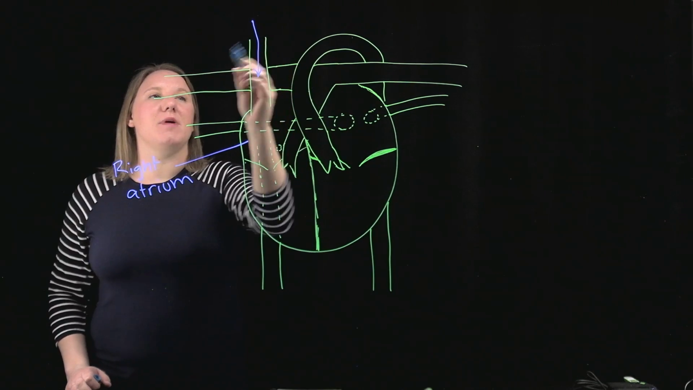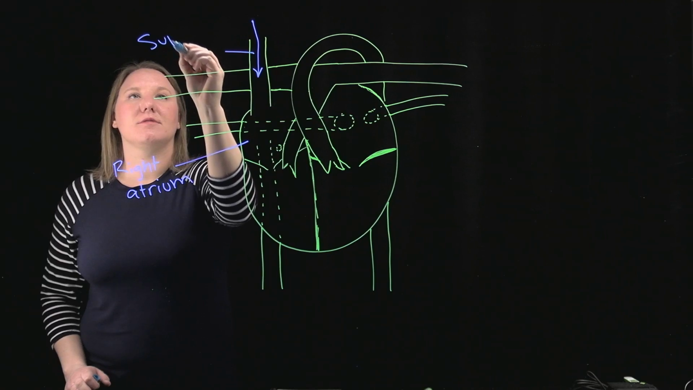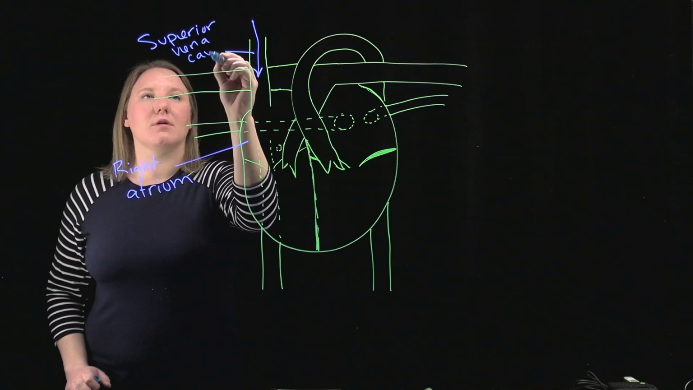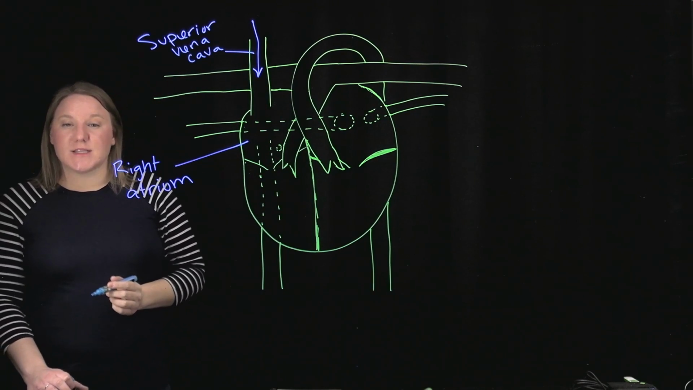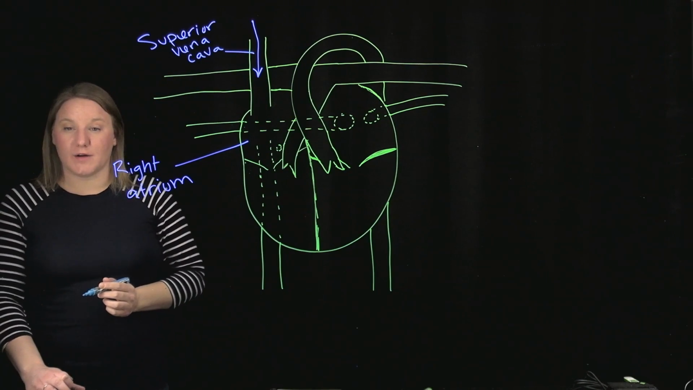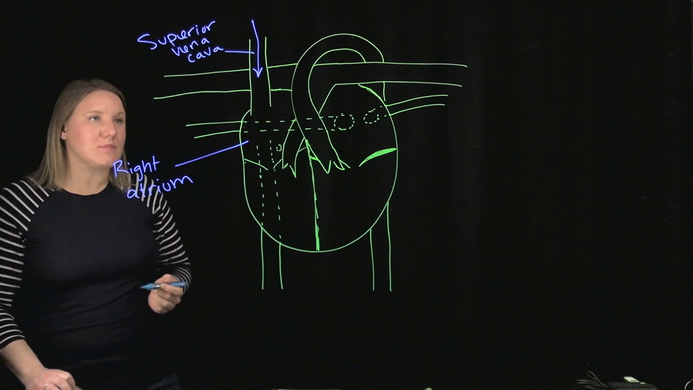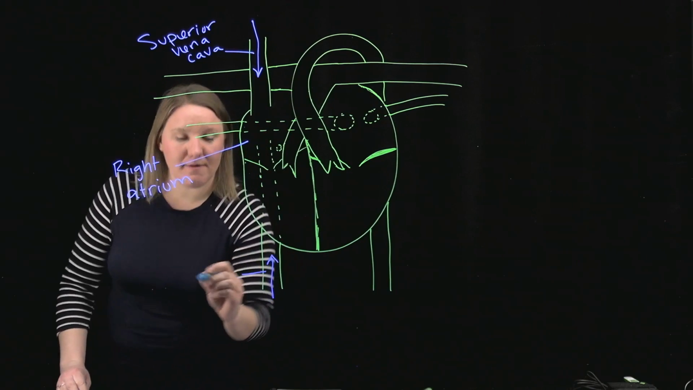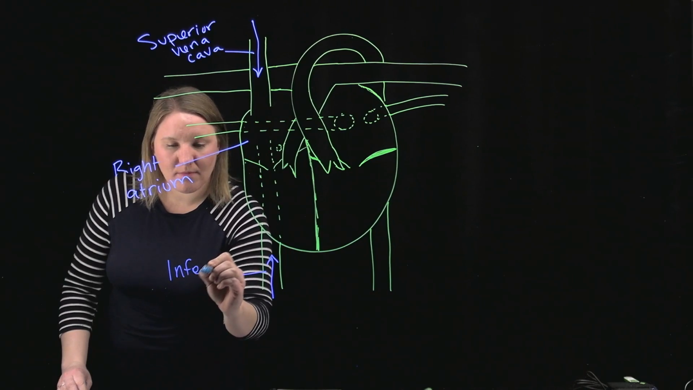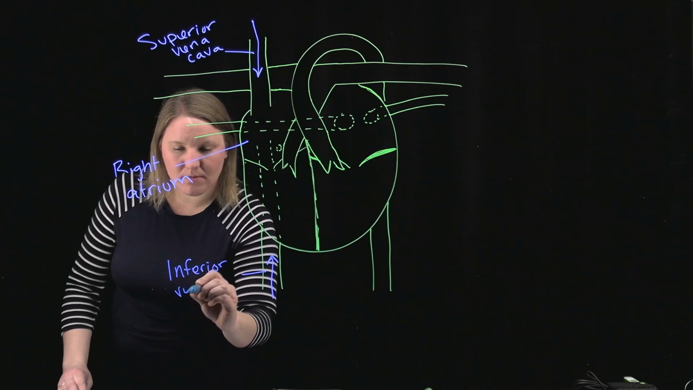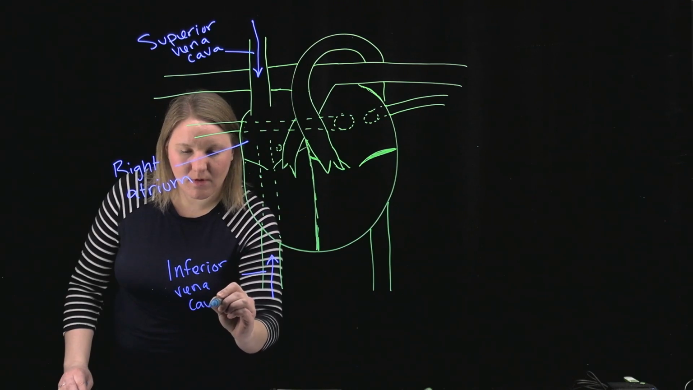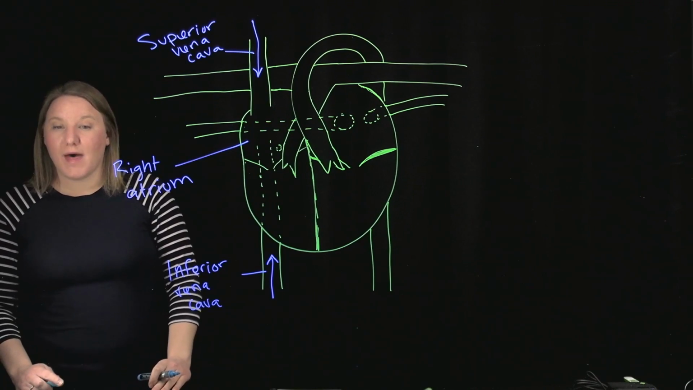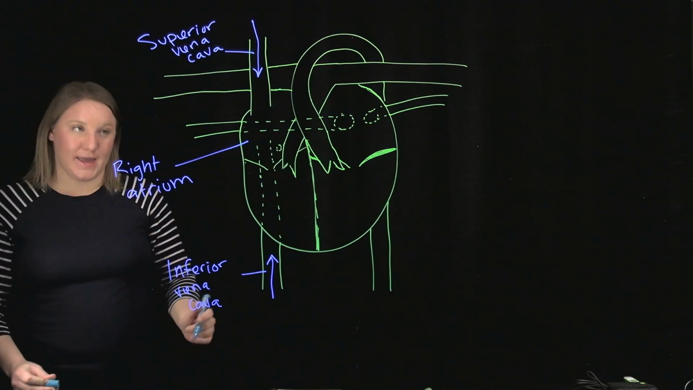The first is from the superior vena cava. This large vein contains all of the blood that is returning to the heart from the head and the upper limb. Another vessel that delivers blood into the right atrium is the inferior vena cava. This is bringing blood from the abdomen, the pelvis, and the lower limb back into the heart.